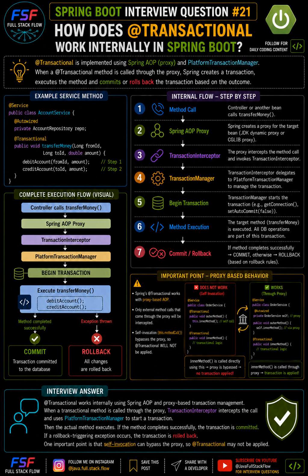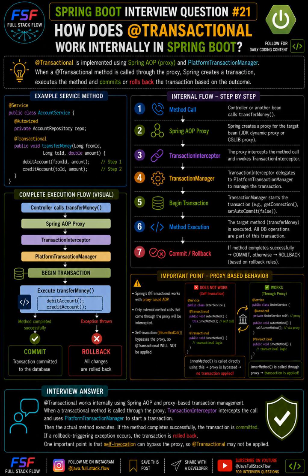Next, now let's look at the important problem, self-invocation. Suppose here we have a service class, OrderService, with two methods, outerMethod and innerMethod. Here, if outerMethod directly calls innerMethod, this.innerMethod, this is called self-invocation. The important point is this call happens inside the same object. It doesn't go through the Spring proxy. So the proxy is bypassed and @Transactional may not be applied.